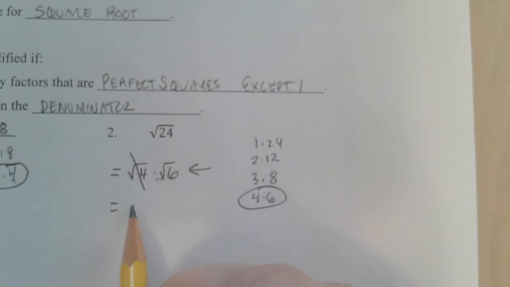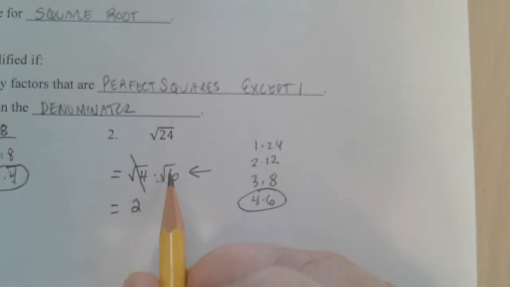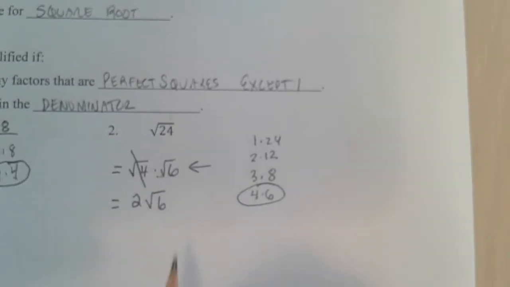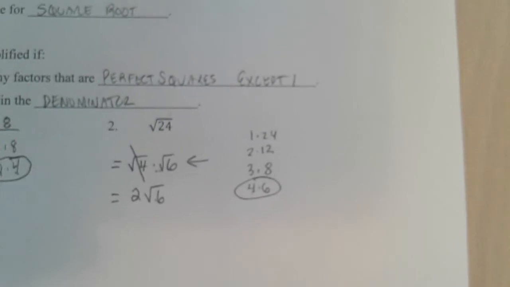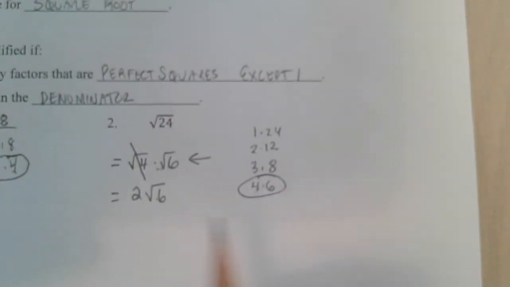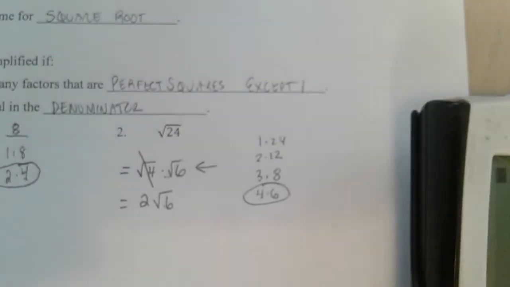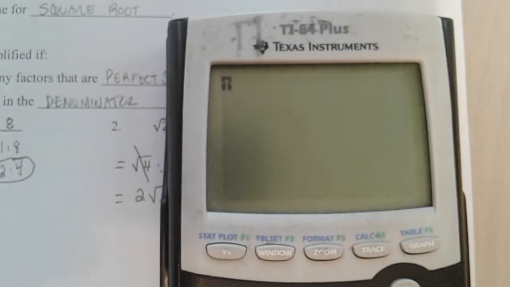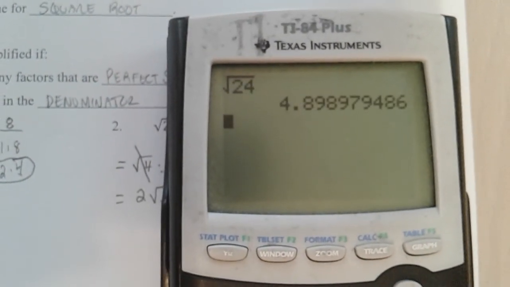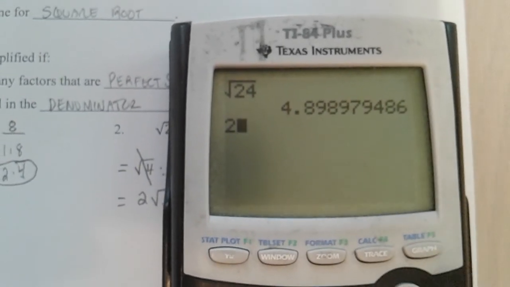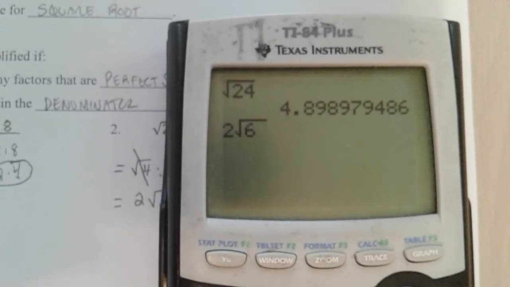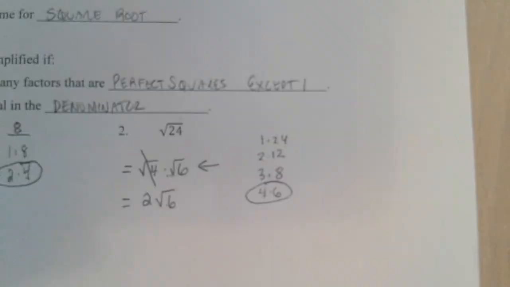I'm going to take the square root of 4, which is 2. Bring down the second piece. So this is 2 square root of 6. So once again, as long as this number under the square root does not have any perfect square factors other than 1, and 6 does not, you can type in your answer. You should get the same exact decimal every time.